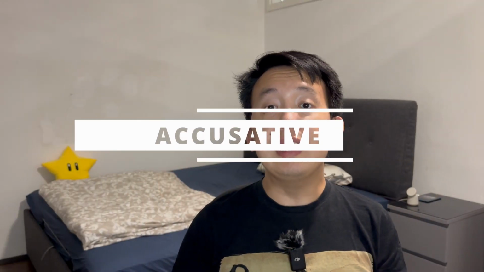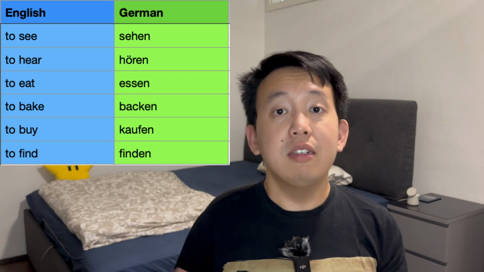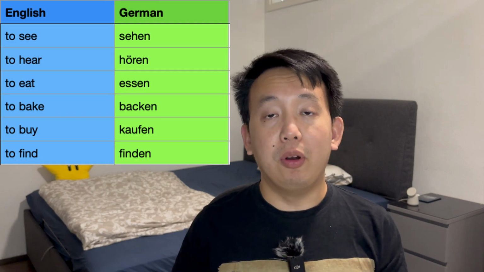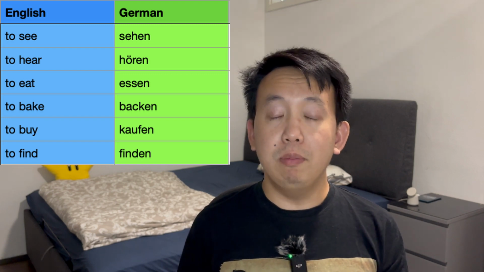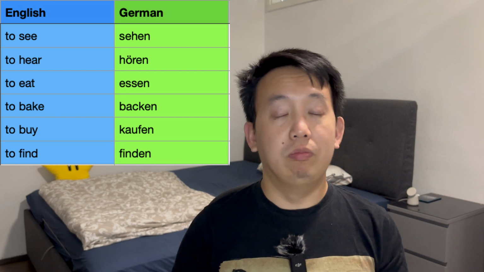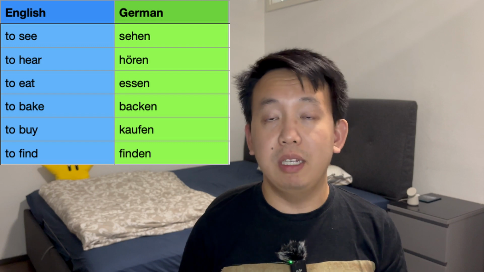So accusative is the direct object. It is the thing that is receiving the action of a verb, receiving the direct action of a verb. The typical verbs that you will use with accusative are, for example, to see, sehen, you see something. This something will take the accusative part. To hear, hören, you hear something. To eat something, essen. To bake something, backen, to buy something, kaufen, to find something, finden. These verbs will need an accusative or a direct object.